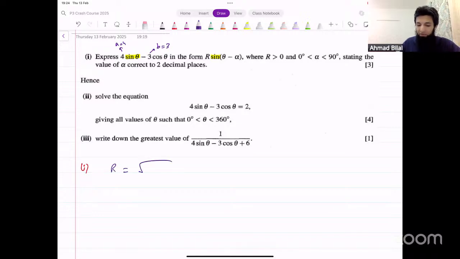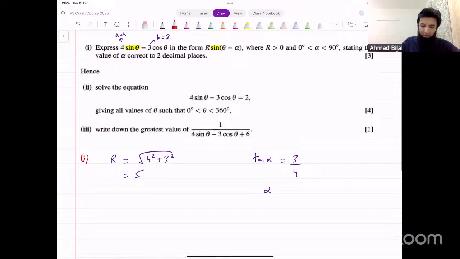R equals square root of A squared plus B squared. That would be 4 squared plus 3 squared. The value of R turns out to be 5. And then tan alpha equals B over A. That means 3 over 4. What's the value of alpha in degrees? Okay, so we've done the first part earlier, but it's okay. It just takes like 1 minute. What's the value of alpha that we get?